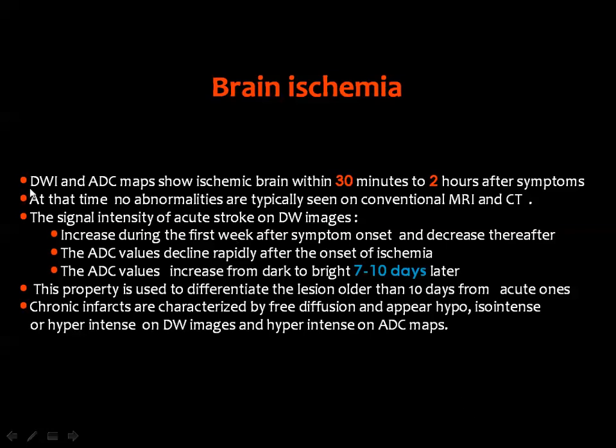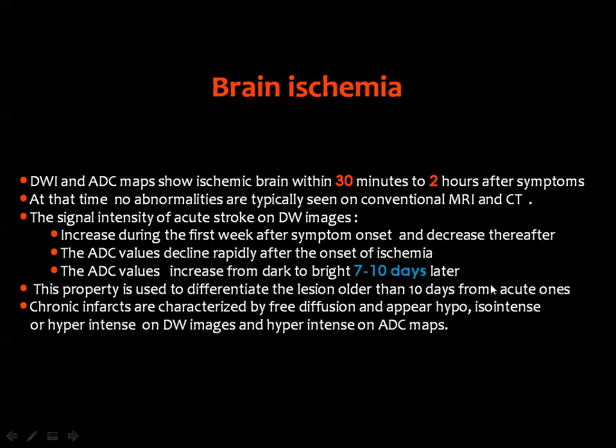And diffusion weighted images and the ADC map will show the ischemic brain tissue within about 30 minutes up to 2 hours after the symptoms. And you remember that with other imaging modalities, CT may take about 24 hours, and MRI may take a longer time than 2 hours to show the abnormality. At that time, between half an hour and 2 hours, no abnormalities are seen on MRI and CT.